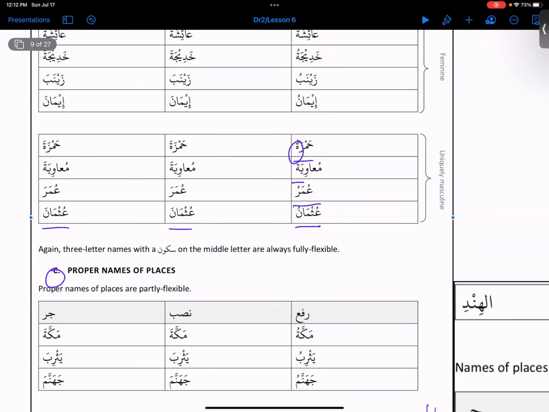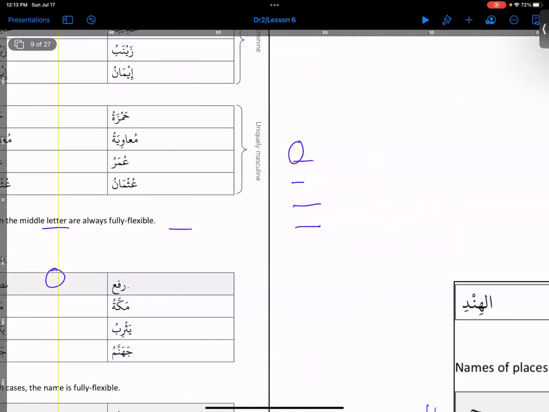Then names of places. Names of places are going to be considered partly flexible. Makkatu, Makkata, Makkata, never Makkati. Yasribu, Yasriba, Yasriba, never Yasribi. Jahannamu, Jahannama, Jahannama, never Jahannami. Because this is a name of a place. Is that clear to everyone?